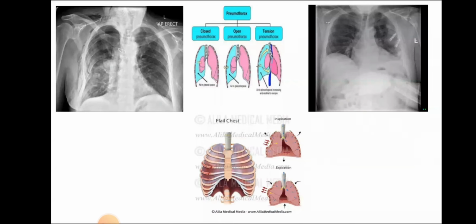Then another condition is mediastinal emphysema. In this condition, there is escape of air into the mediastinum. It can be either through the wounds of the trachea or bronchi or the esophagus. There will be escape of air into the mediastinum. That is mediastinal emphysema.